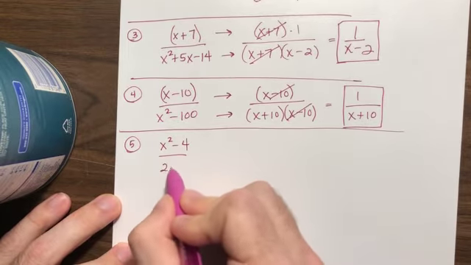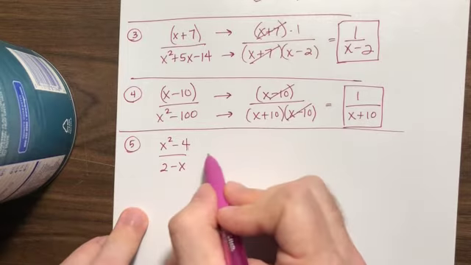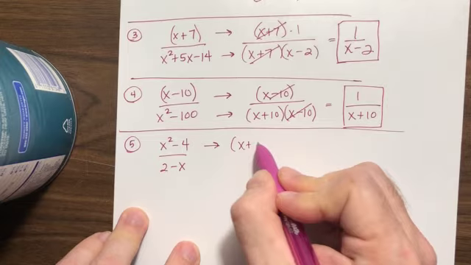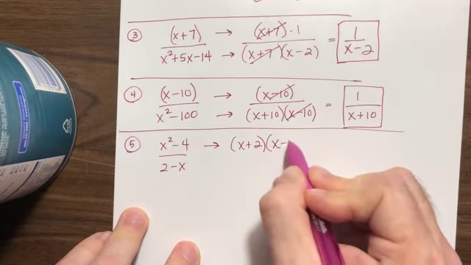All right. 2 minus x. Okay, so I don't know what's going on with that yet, but let's just deal with the top. x squared minus 4, that's that whole plus minus thing again. x plus 2, x minus 2.